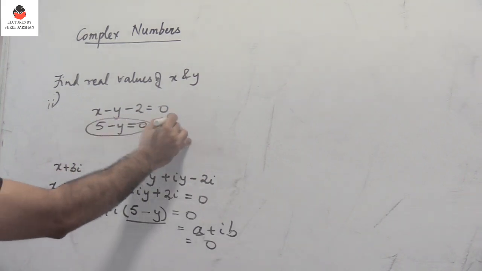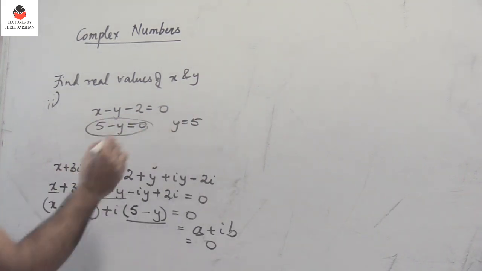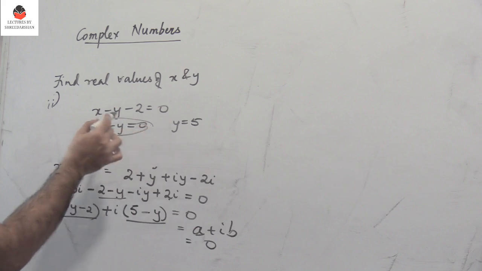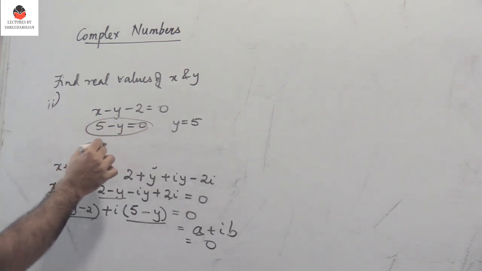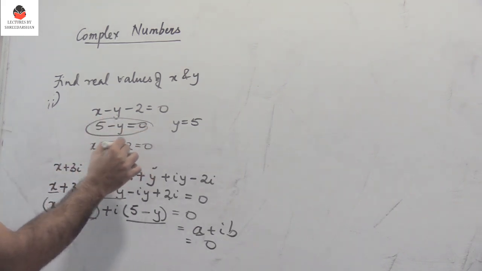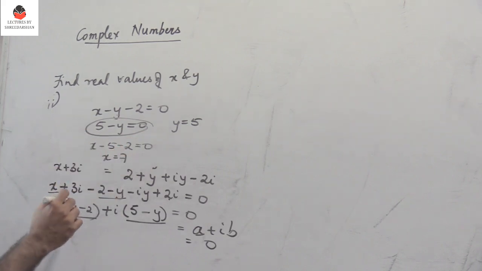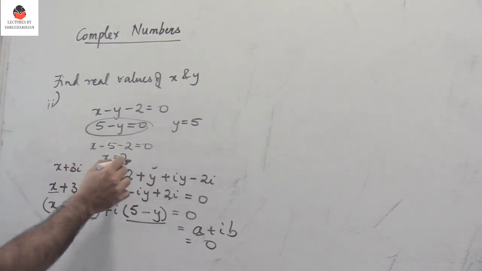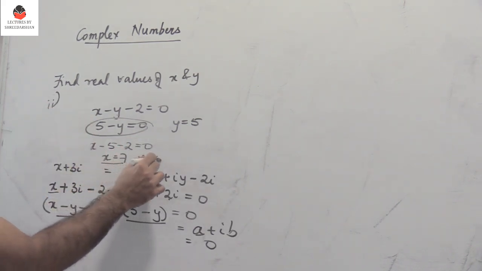So definitely from this expression y equals 5. So let me substitute y equal to 5 here. x - 5 - 2 equals 0. So x is equal to 7. So the values of x and y are x equals 7 and y equals 5.